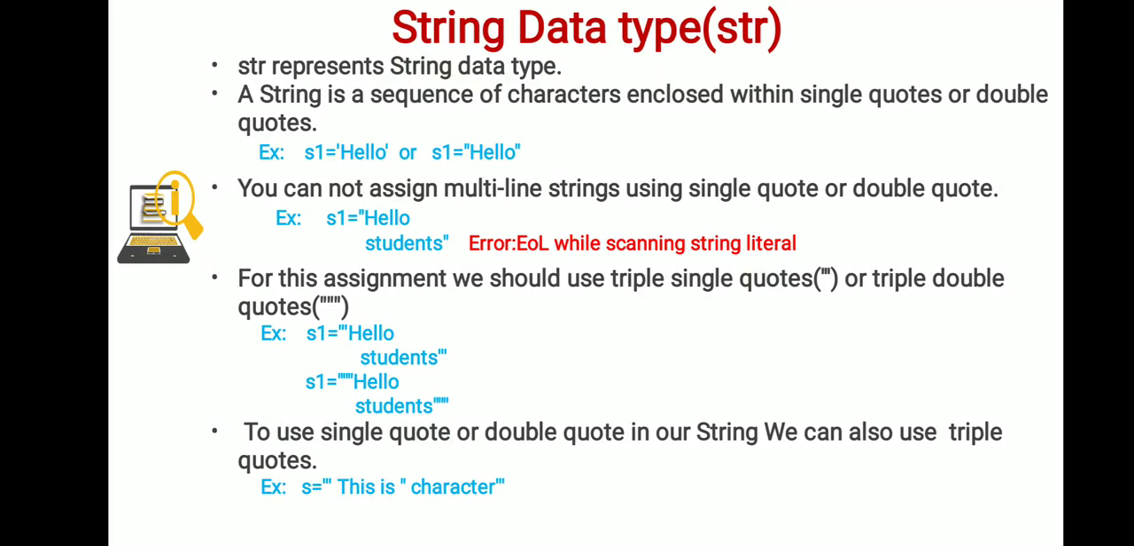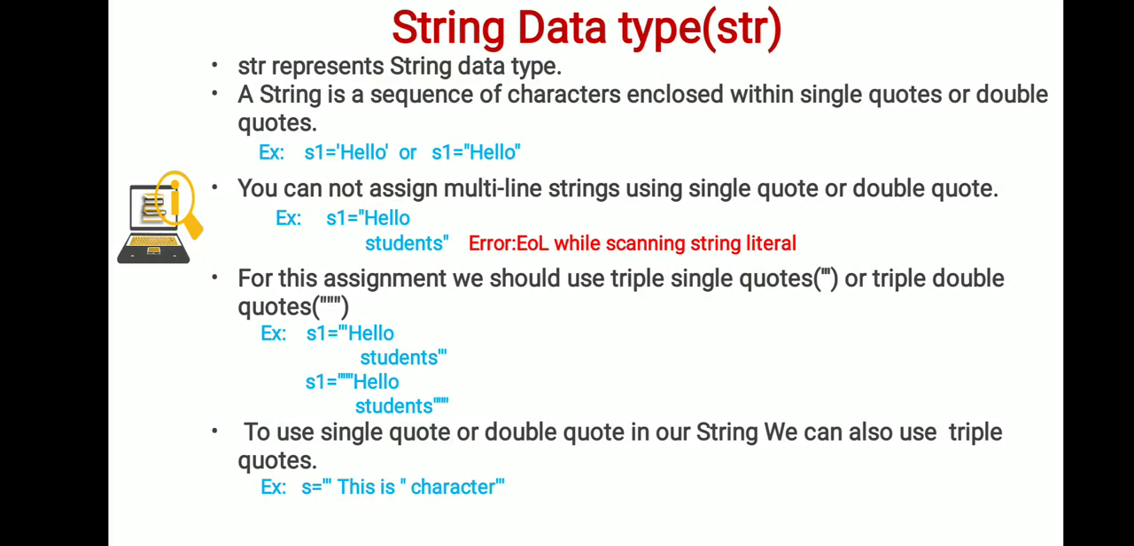Now see the example here. If I want to define the string hello in Python, I can define s1 equal to hello enclosed in single quotes, or s1 equal to hello enclosed in double quotes.